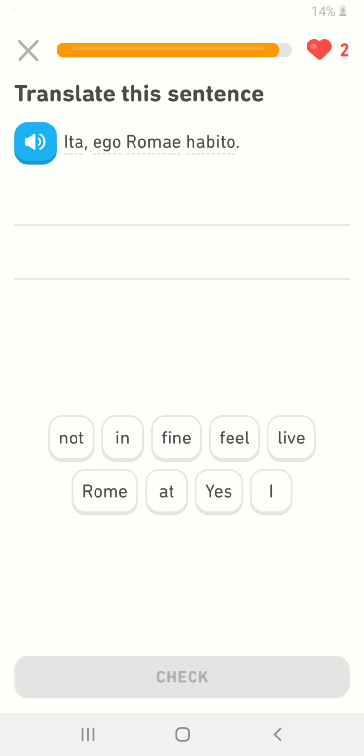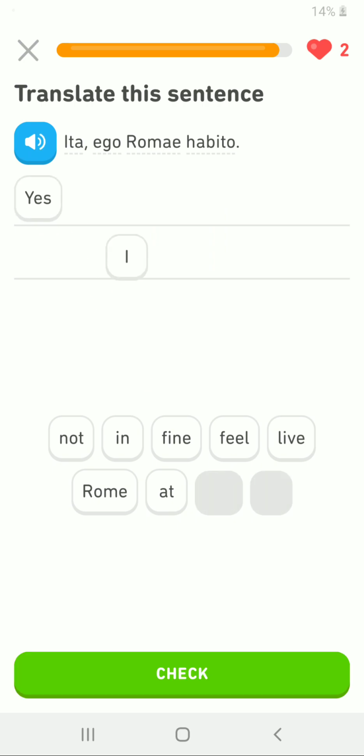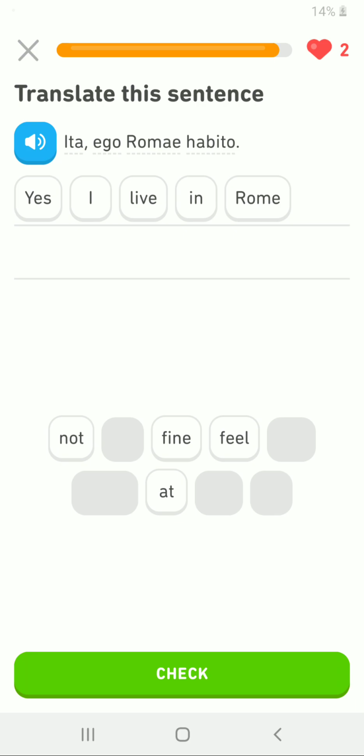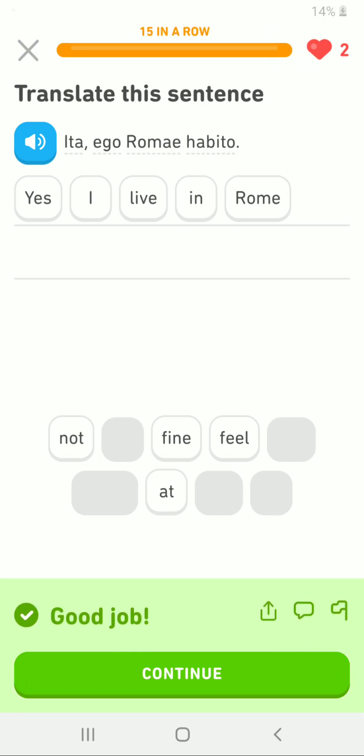Ita ego Romae habito. I live in Roma. In Roma. Romae. So the AE together, curriculum vitae. So just like CV, so curriculum vitae. That's how you pronounce this.